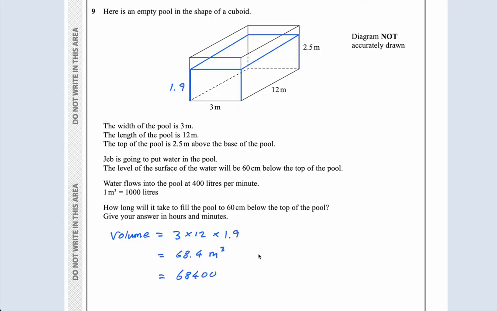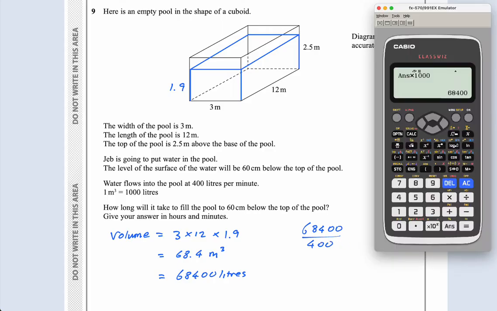68,400. So it's that many liters. How long will it take to fill the pool? Sorry, it's flowing at 400 liters per minute. So how many minutes to do this many liters? Well, I just need to divide. 68,400 divided by 400 equals 171.